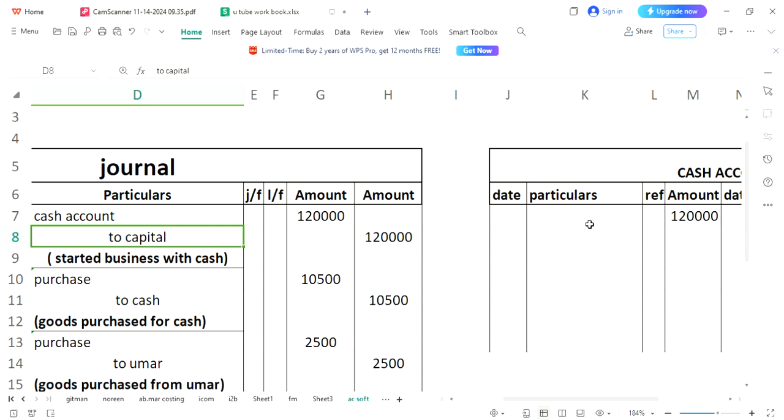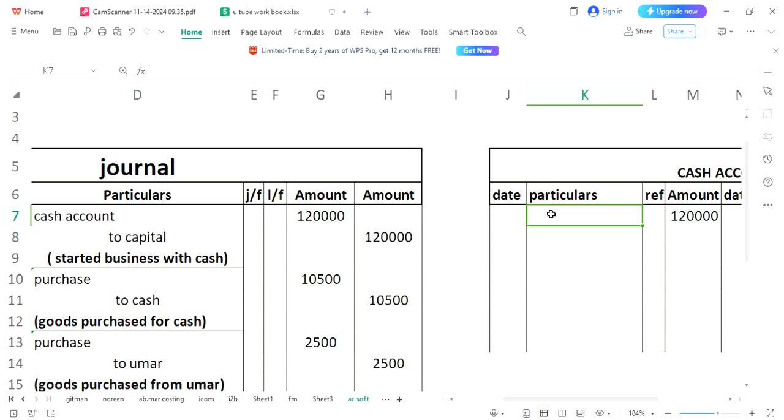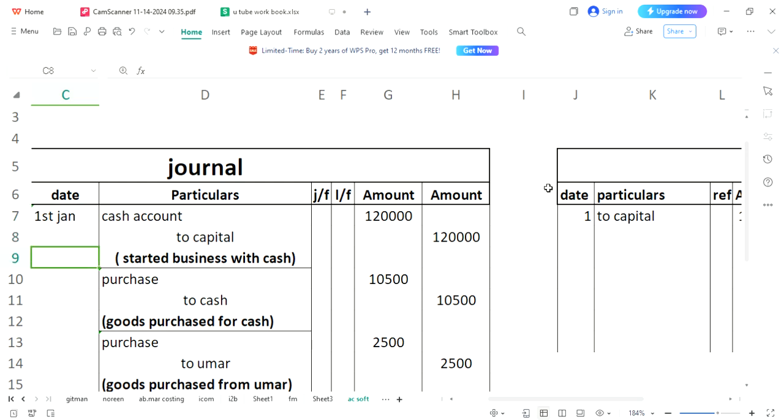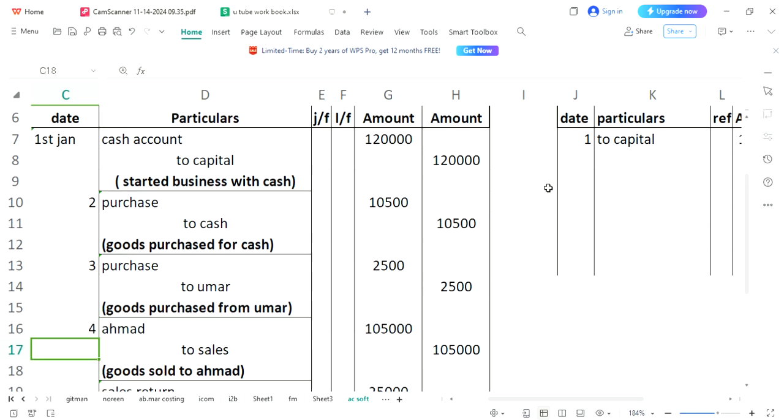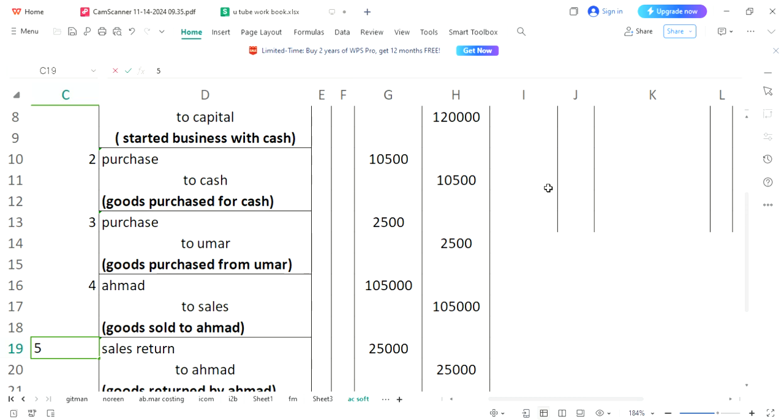For particulars or for reference, whatever would be written on the opposite side, you will pick. At the opposite side, it's capital. So here you will write "to capital" as reference. So the first entry has been completed. Put the date over here, and if dates are not present over here, yes, the date is present. Here you will write second, then third, then 4, and we have the fifth entry.